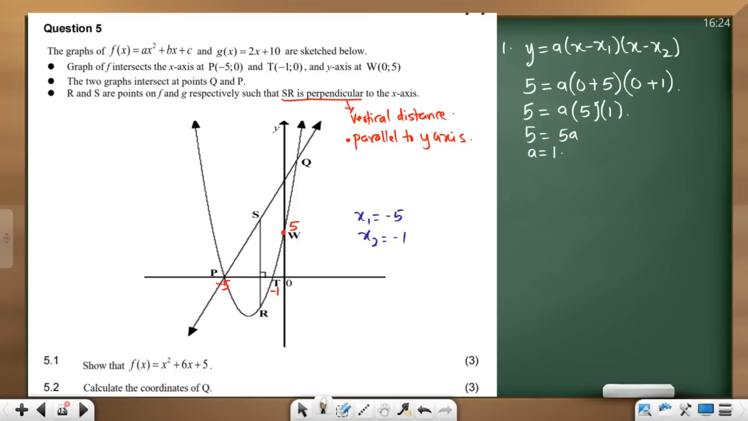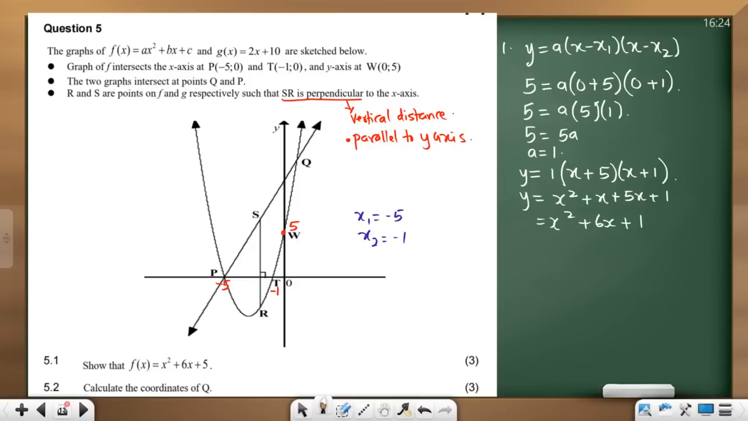I can therefore substitute. There's another way of getting this, but let's just go the simple way. Y equals 1 times (x plus 5) times (x plus 1). I replace all of that, but I leave my x and y. Expand x times x: x squared plus x plus 5x plus 5. Check. x squared plus 6x plus 5.